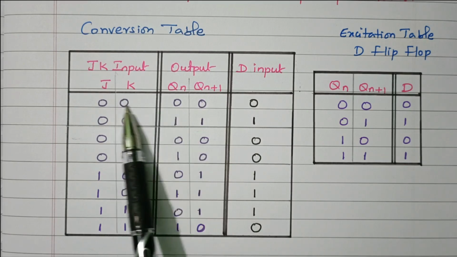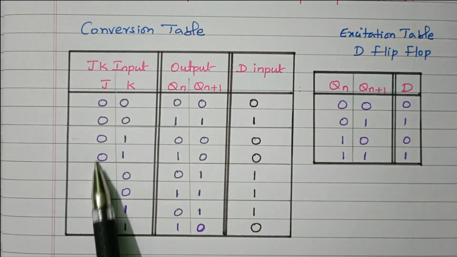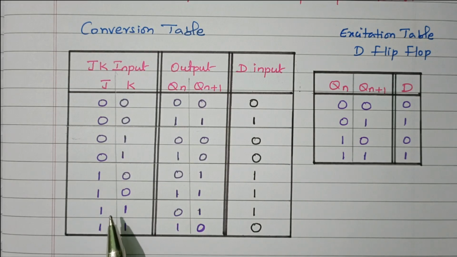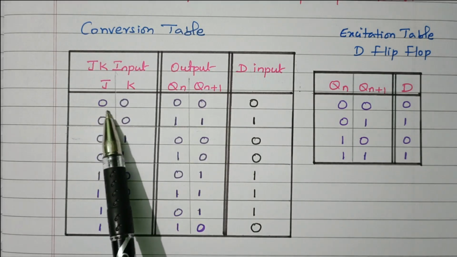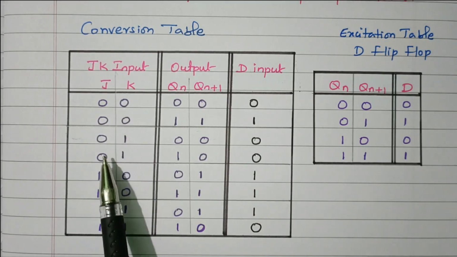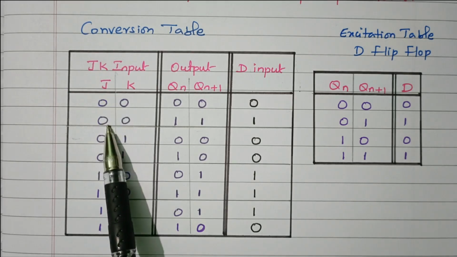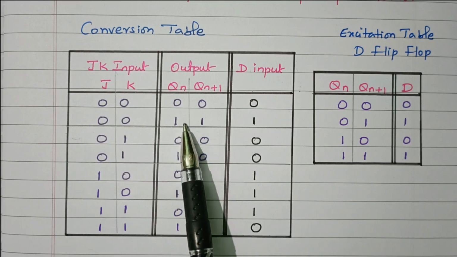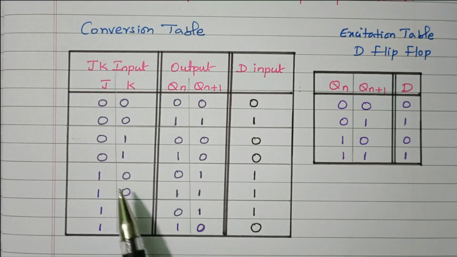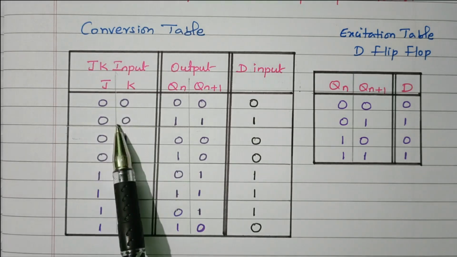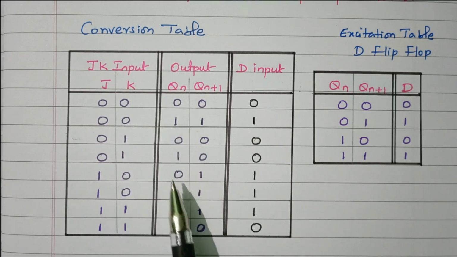So J, K and Qn will decide the Qn plus 1. J, K, Qn, 3 variables, so there are 2 to the power 3, 8 possibilities available. That is 0, 0, 0, 0, 1, 1, 0, 1, 1. For J and K 0, 0, there are 2 possibilities, 0, 1. For 0, 1, 2 possibilities, 0, 1. For 1, 0, 2 possibilities, 0, 1. For 1, 1, like that.